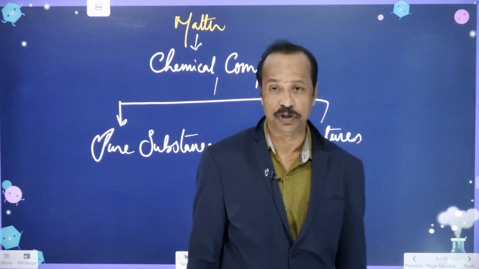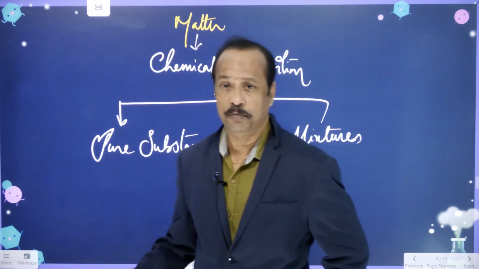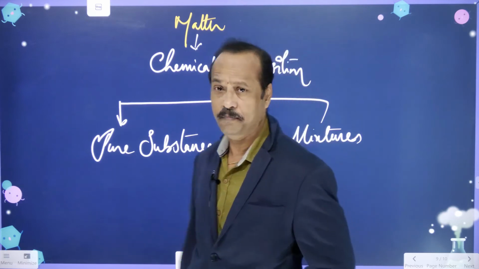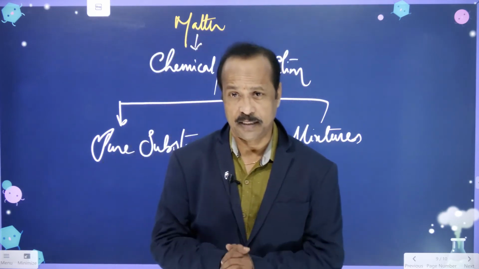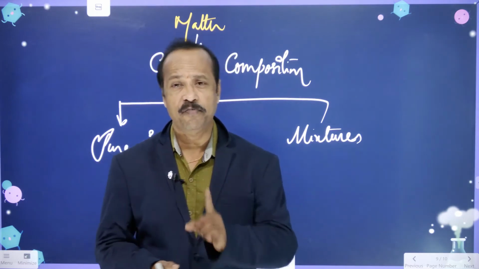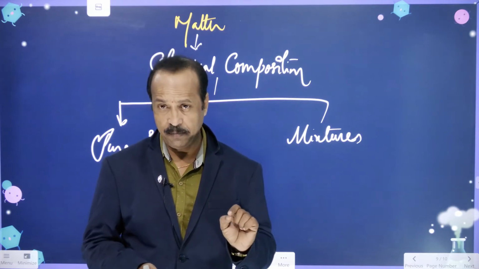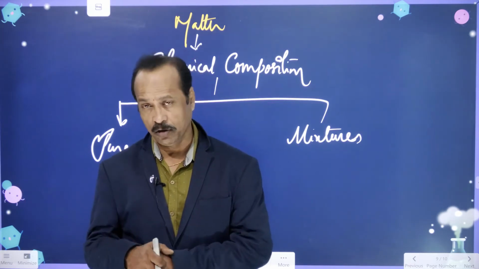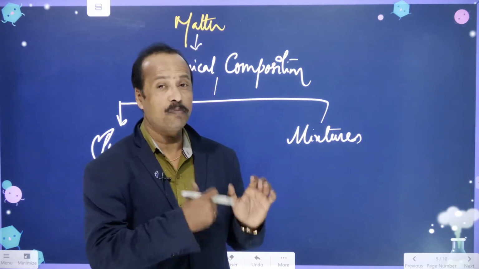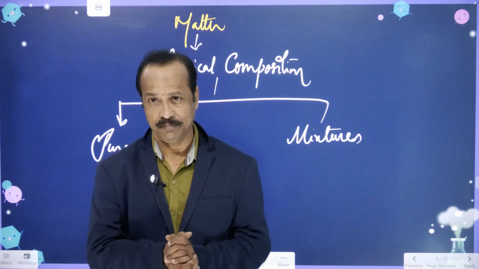Based on the composition, matter can be classified into two types: pure substances and mixtures. What are pure substances? Pure means any substance which is made up of only one kind of molecules. If only one kind of molecules is present, then that's called pure. If two or more different types of particles are present, then that is called a mixture.